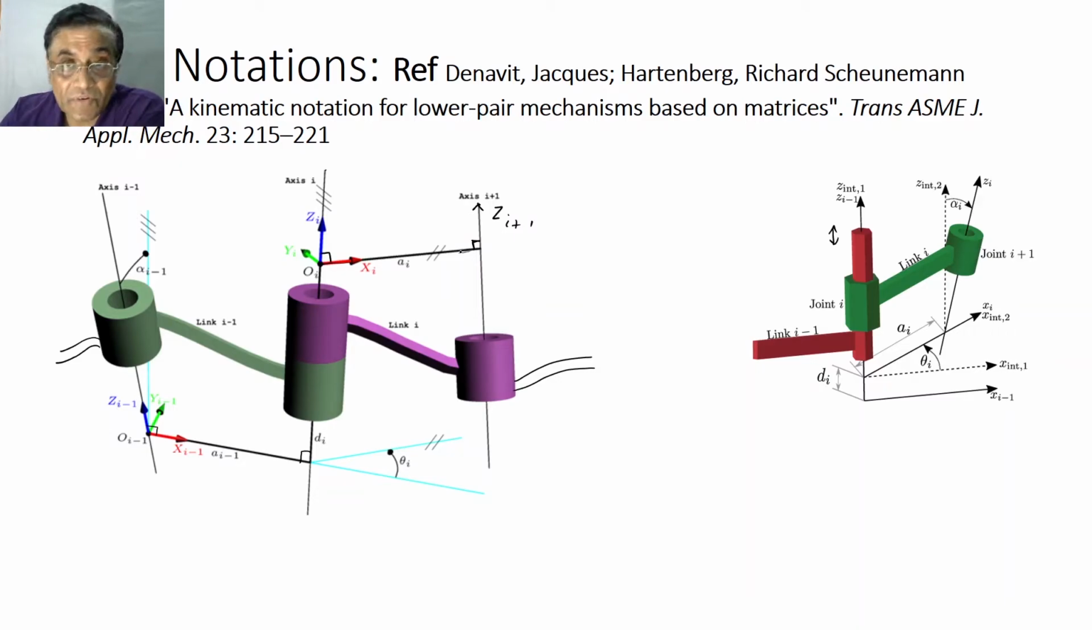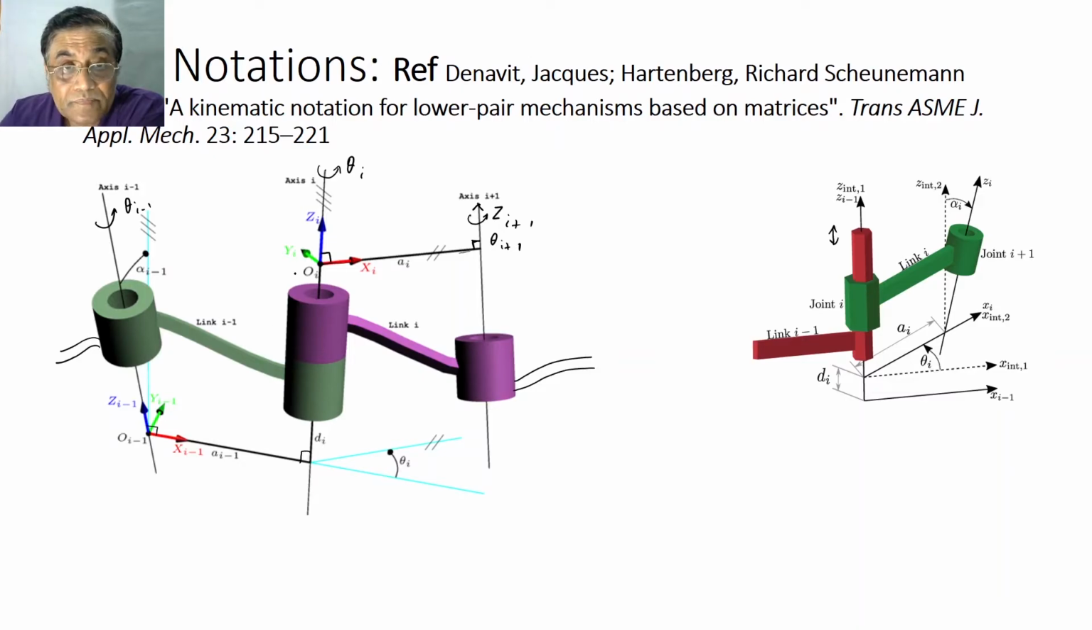Motion will be along these axes, so this will be theta i plus 1, along this the motion will be theta i, and this theta i minus 1, like that. So A i is the common normal between Z i plus 1 and Z i. Similarly, A i minus 1 is the common normal between Z i and Z i minus 1.